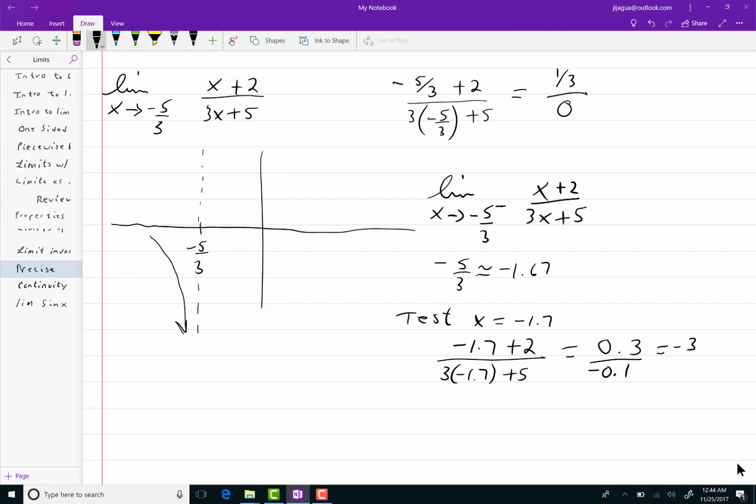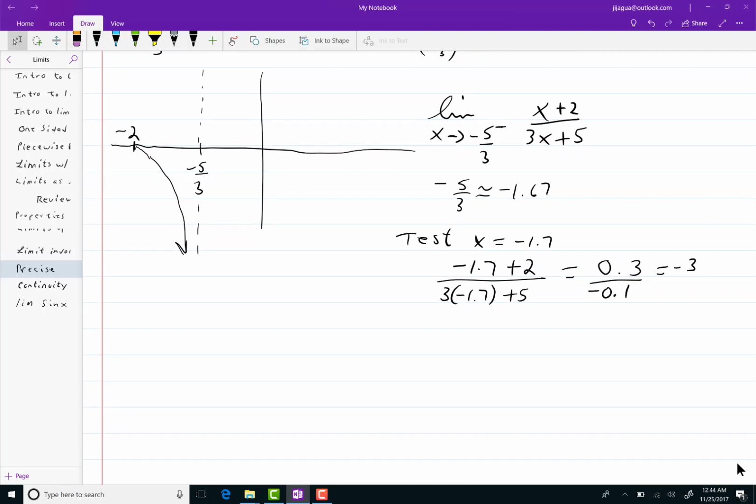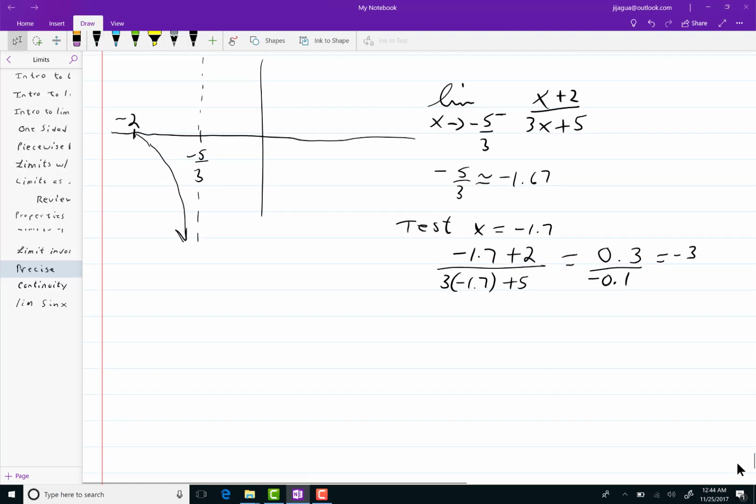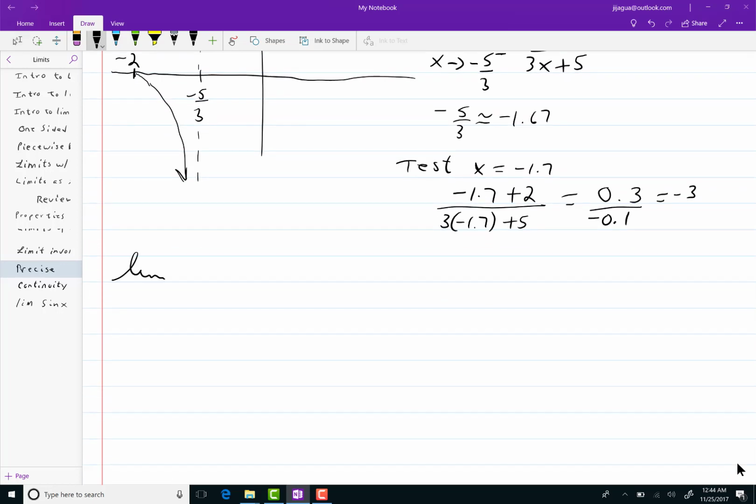And by the way, since x plus 2 is in the numerator, it has to actually hit the x-axis when x equals negative 2. Now let's take a look from the other side. Let's take a look at the limit as x goes to negative 5/3 from the right. So this time I'll pick a number slightly bigger than negative 1.67. So I'll test x equals negative 1.6. Let's throw it in and see what happens.